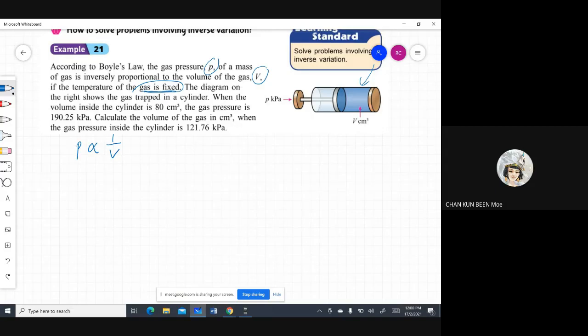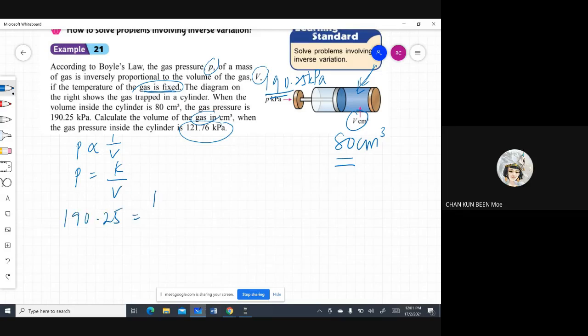The diagram on the right shows the gas trapped in a cylinder. So the gas is trapped inside here. When the volume inside the cylinder is 80 cubic centimeters, the gas pressure is 190.25 kPa. Calculate the volume of the gas when the gas pressure inside the cylinder is 121.76 kPa. So over here, we are going to find the constant first. P is equal to K over V. So you substitute the values of 80 and 190.25. P is the pressure, 190.25, equal to K over the volume, 80.